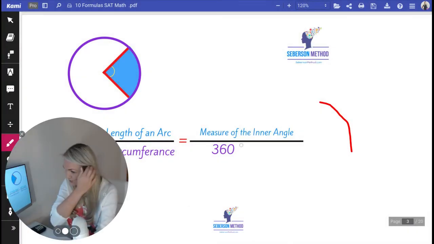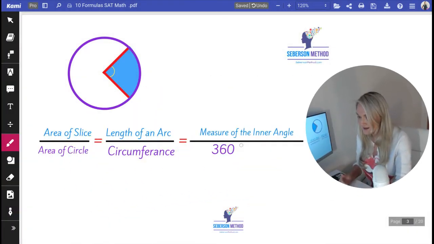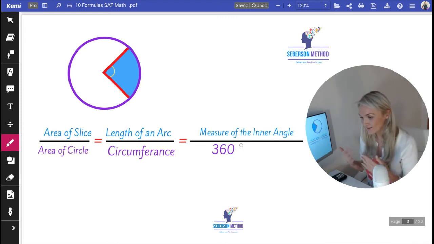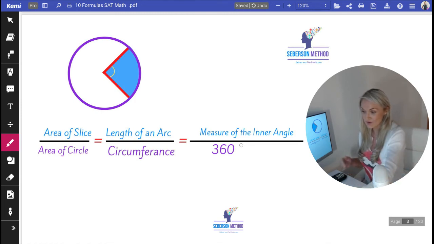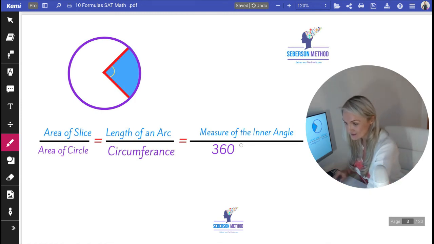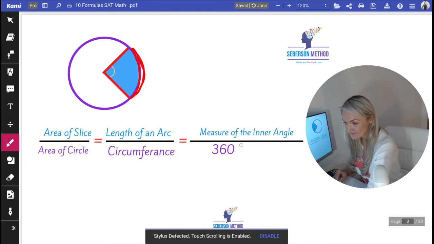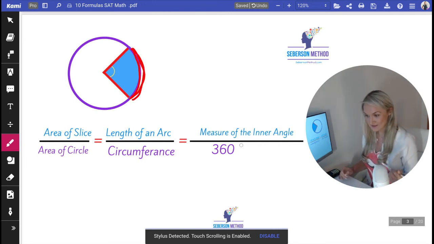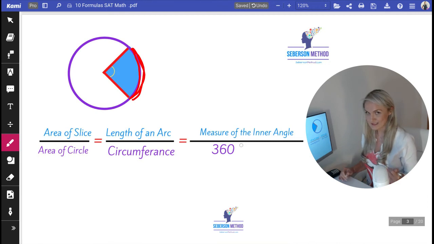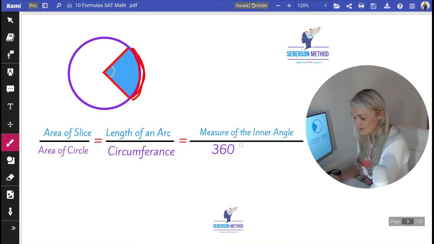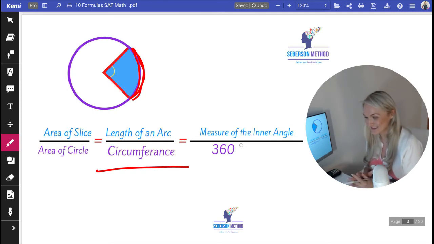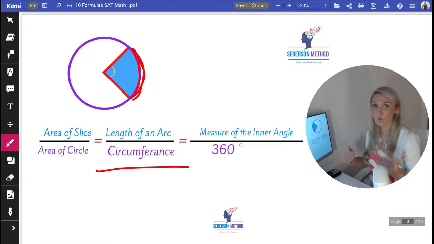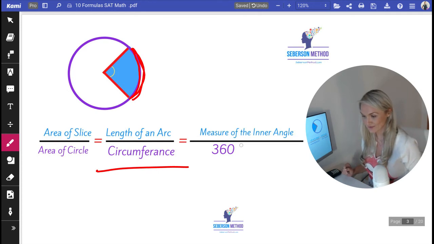Minimize my face. Ooh, I drew something. It's art. So here, the area of a slice over the area of a circle is equal to the length of the arc, just this little portion, divided by the circumference. I can't say that this is exactly how you spell circumference, maybe this is not spelled correctly, but you get what I'm talking about. And then the measure of the inner angle divided by 360, or 2 pi if you are working in radians.